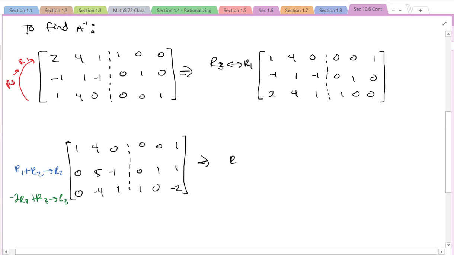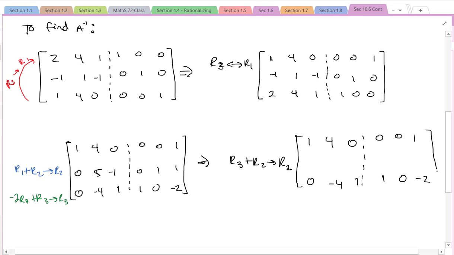So row 3 plus row 2 is going to give us the new row 2, which means row 1 and row 3 are going to stay the same. So I'm going to have 1, 4, 0, 0, 0, 1, and row 3 staying the same. So 0, -4, 1, and 1, 0, -2. So those are staying the same, and we're changing row 2 by adding row 3 to it.